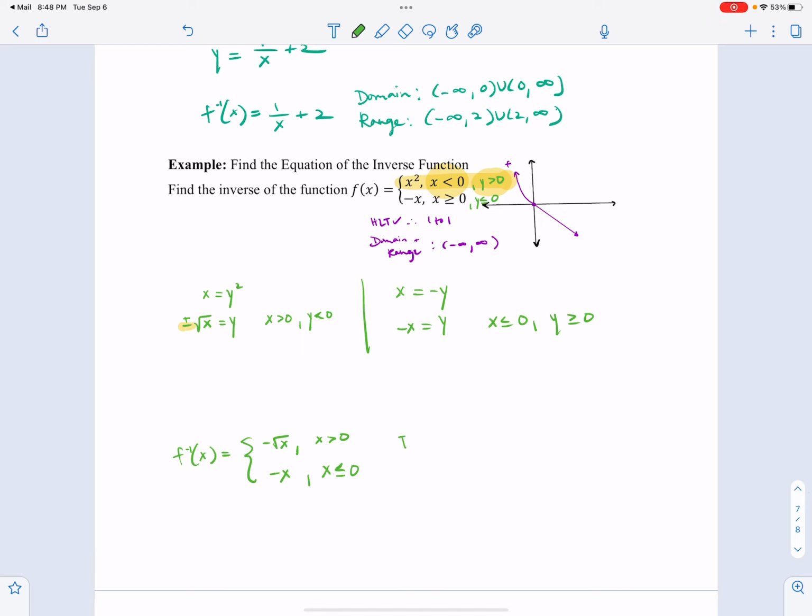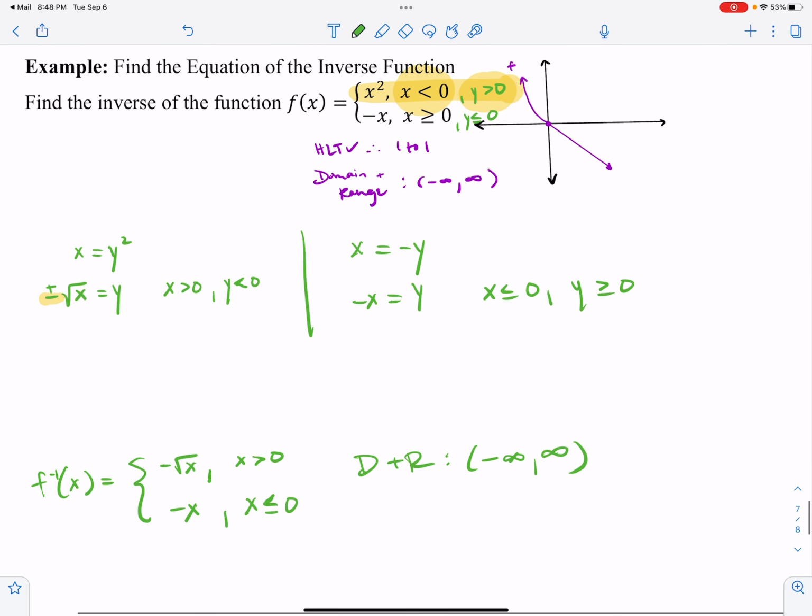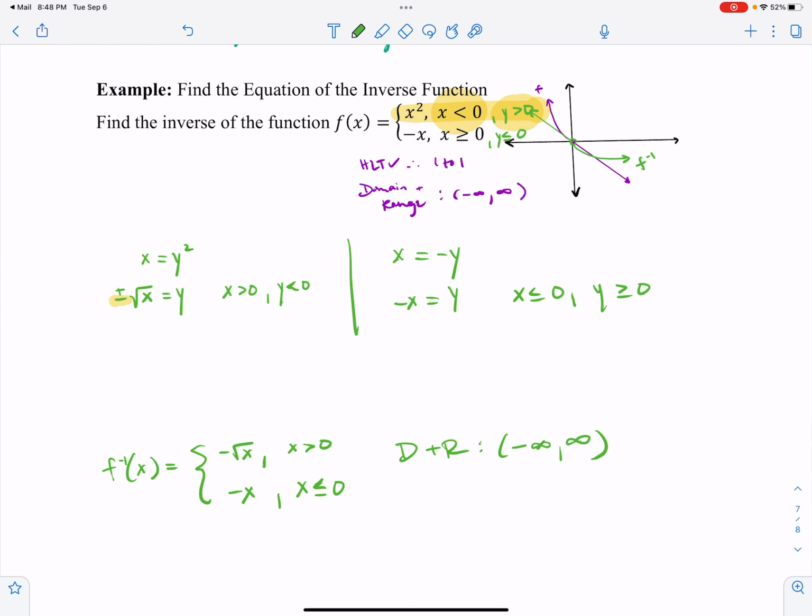The overall domain and range is still all real numbers. I'm just going to put D and R. It would still be all real numbers. If we thought about the graph, well, negative root x would end up looking like this, right? Vertical reflection of root x for x greater than 0. It would be open circle at (0, 0). And then negative x for x greater than or equal to 0. So that point would get filled in. And that line, negative x, continues on. So that would be f inverse. And those graphs are symmetric about the line y equals x.